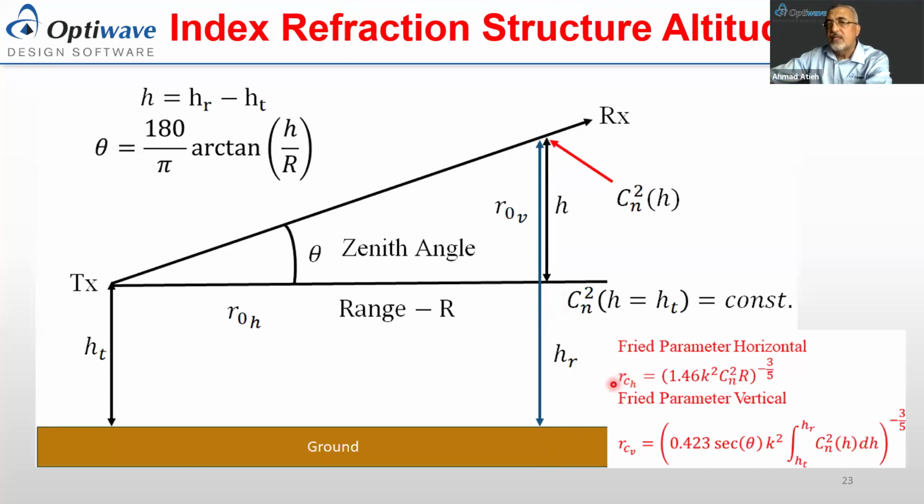So this new component, at least for the time being, this index of refraction structure component, would allow you to know what the CN square constant value is at this point.